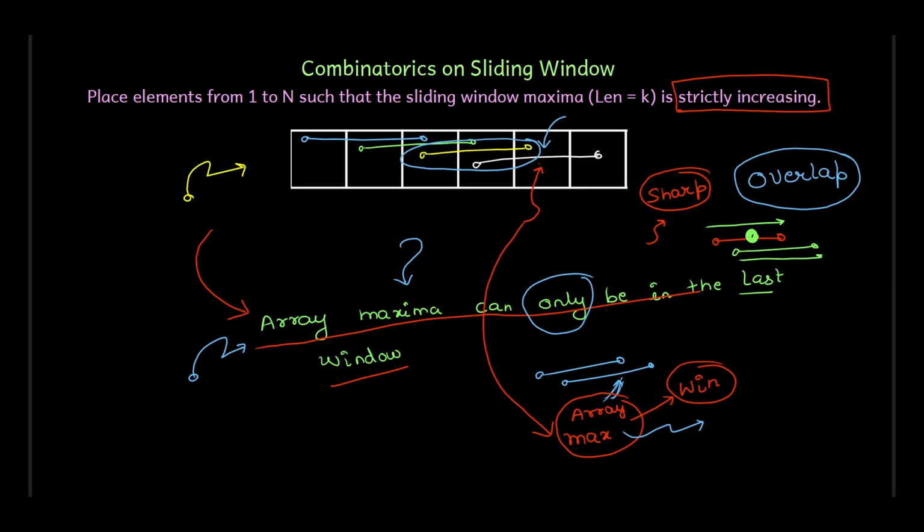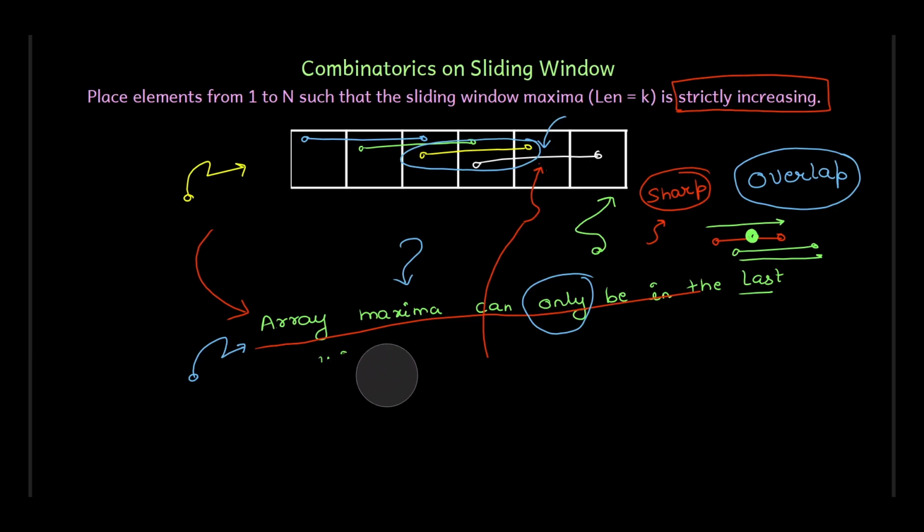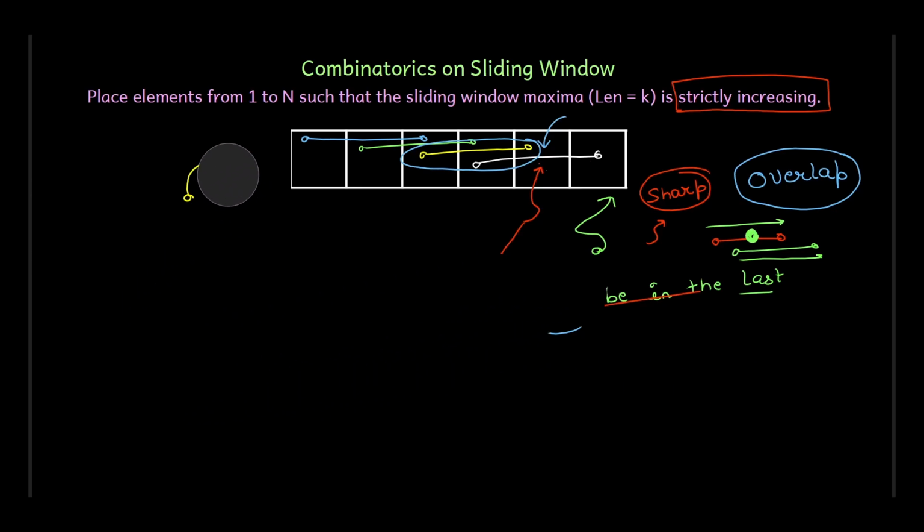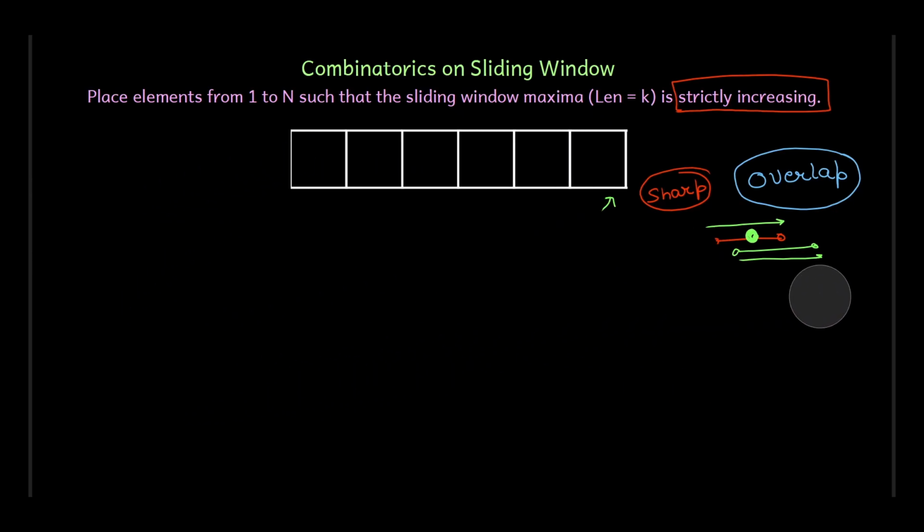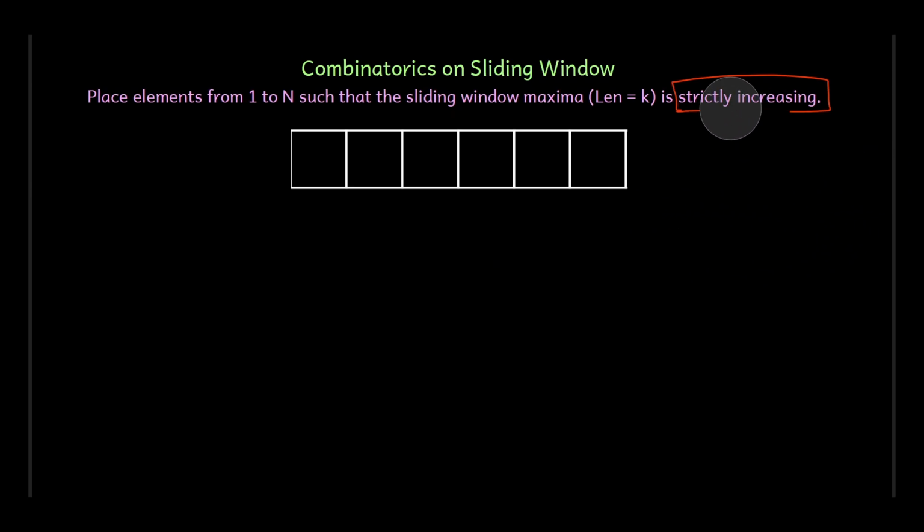So now we have made a very important discovery about the maximum element of this entire array. And what is that discovery? Let's formalize it. We can now claim that the array maxima has to be at the last element only.